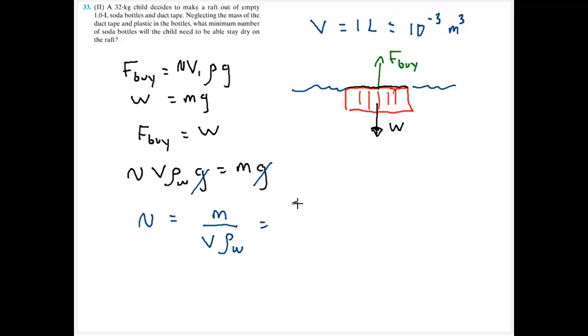So mass of the child, 32 kilograms, divided by 10 to the negative 3 cubic meters. And then the density of water is going to be 1,000 kilograms per cubic meter, so you can see why this had to be in cubic meters then. And we're left with the number of bottles being equal to 32 1-liter bottles.